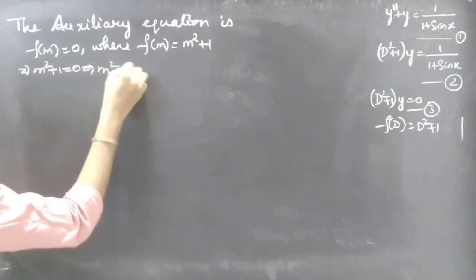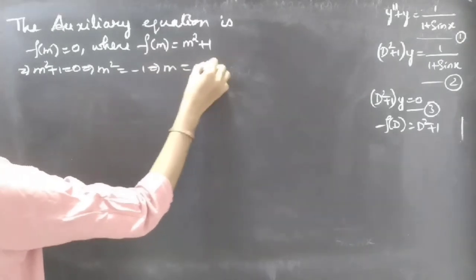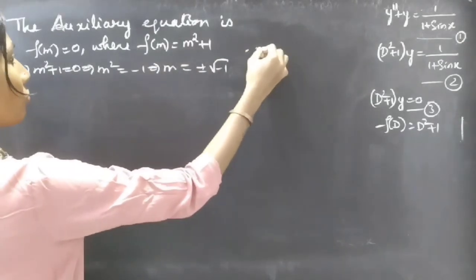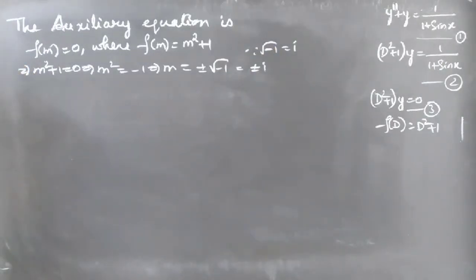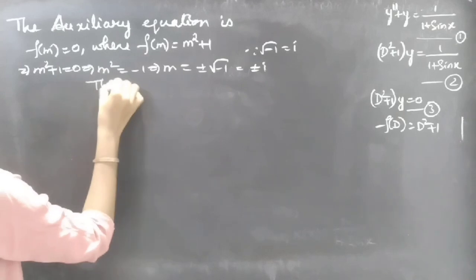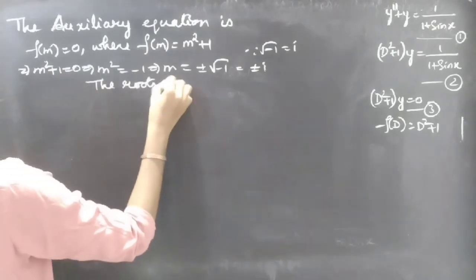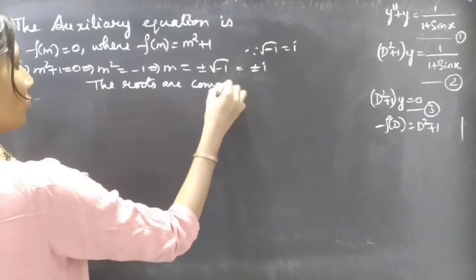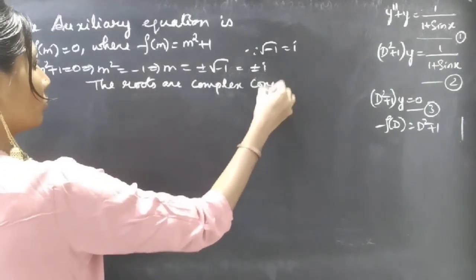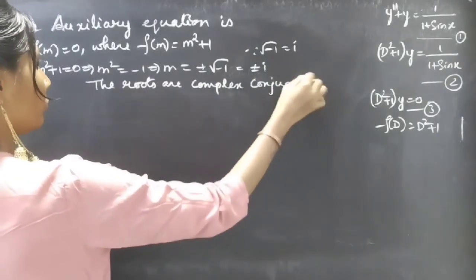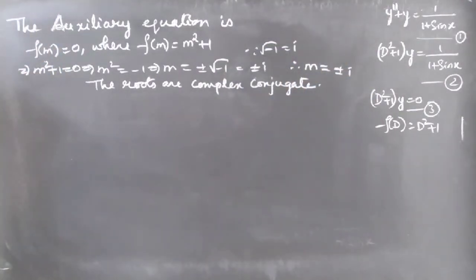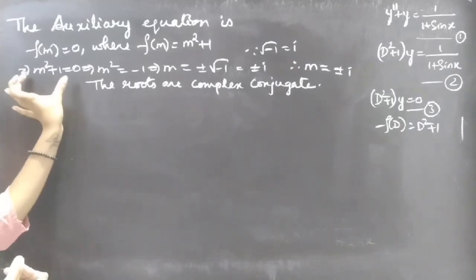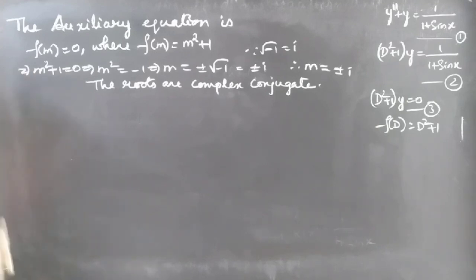From this we'll get m square equals minus 1, then m equal to plus or minus square root of minus 1, and since square root of minus 1 is i, we'll get m equal to plus or minus i, a pair of complex conjugate roots. So m equal to plus or minus i are the complex conjugate roots of the auxiliary equation.